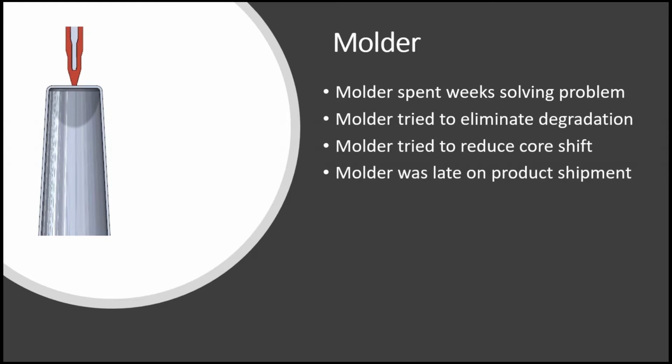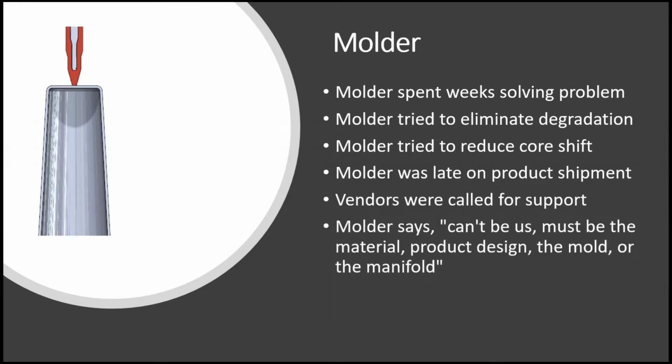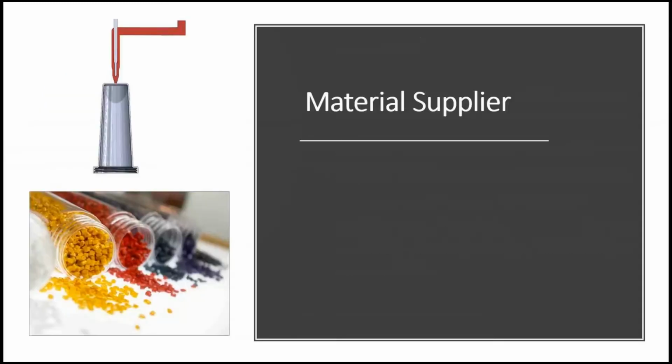The molder used up so much time trying to debug that they started to make the OEM potentially late on their shipment to their customers. And so the molder kind of panicked and called in all their vendors for technical support. The molder reached the conclusion that, since they processed everything within normal limits, it can't be them. It's got to be the material or the product design, the mold, or the manifold.